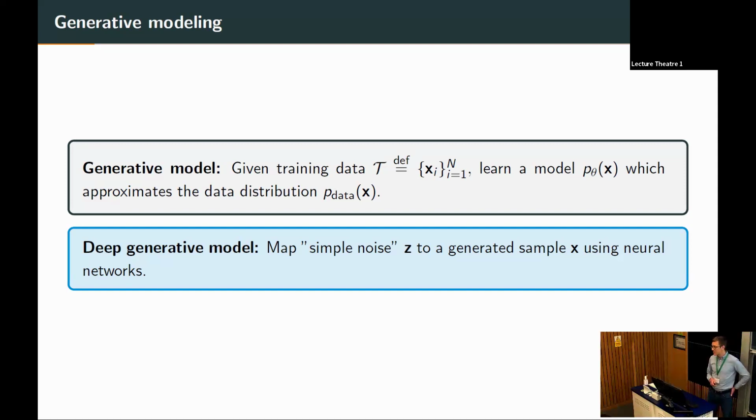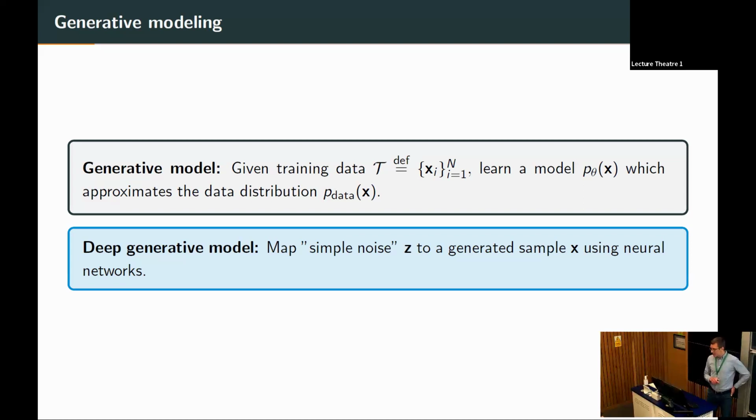And typically this involves simulating some simple noise variable, some standard Gaussians, for instance, and then we propagate this through some neural network, and this will then give us a sample from our model. So the parameters, the theta here in p theta, are also then of the neural network.